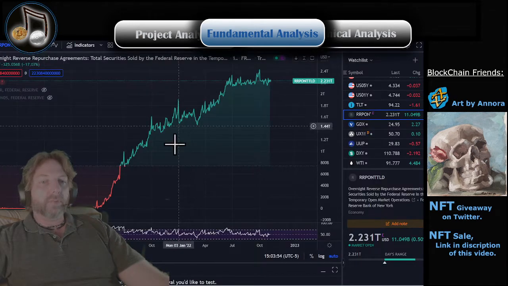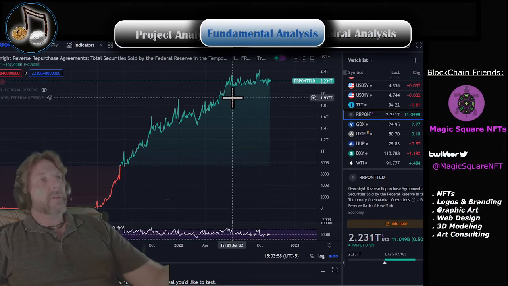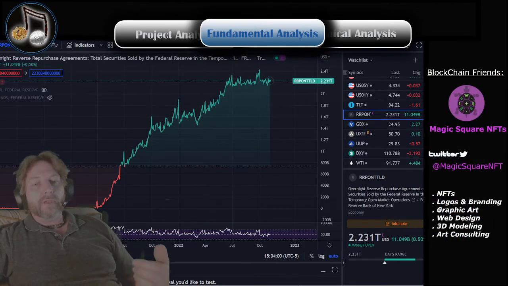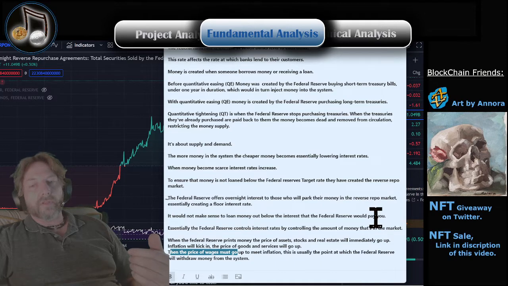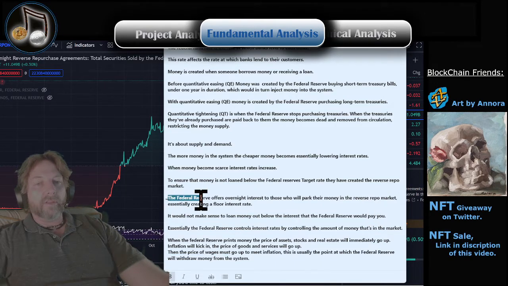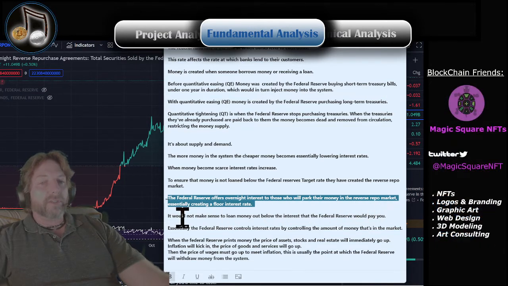Also, the reverse repo market. We talked about the reverse repo market. The reverse repo market is again where people store their money, and this is how the Fed creates a floor to the market. The Federal Reserve offers overnight interest to those who will park their money in the reverse repo market, essentially creating a floor interest rate.